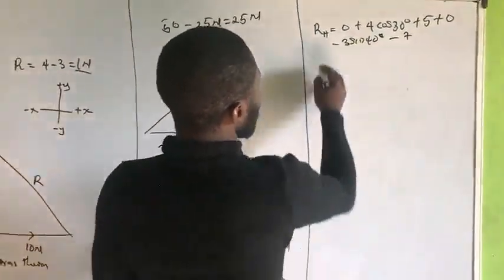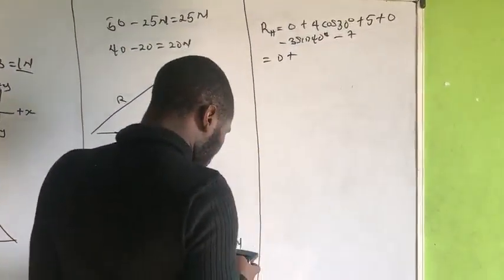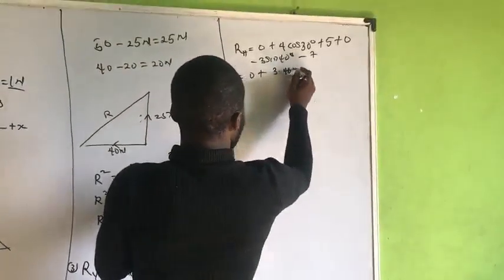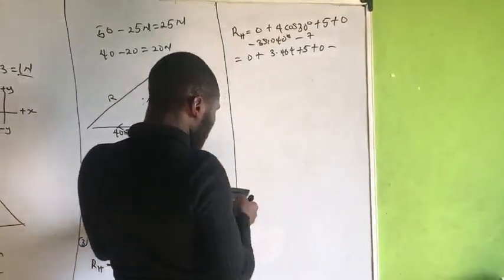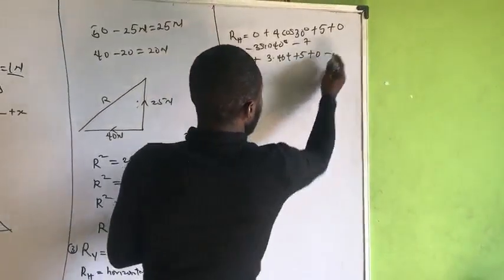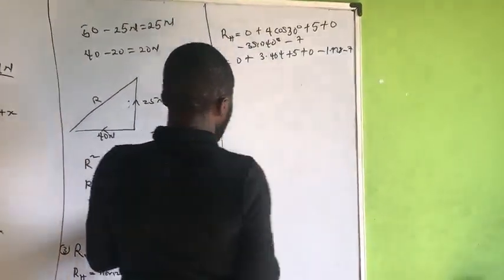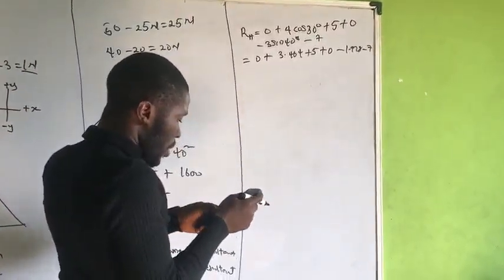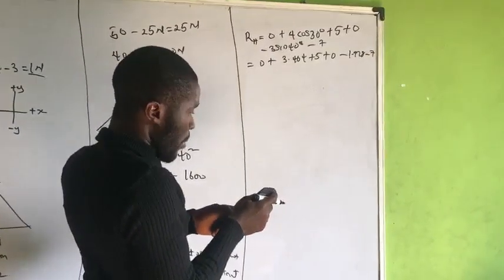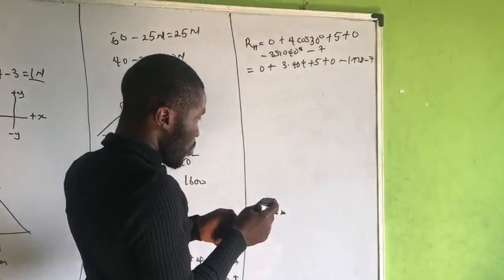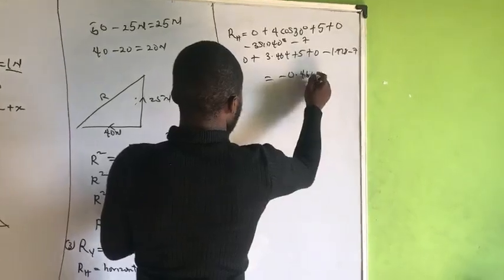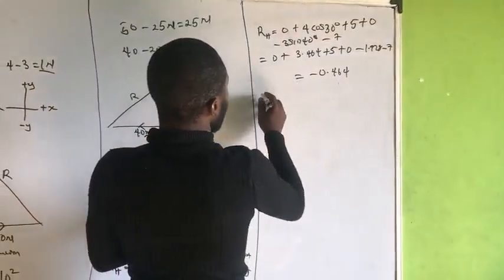So this will be 0 plus 4 cos 30, which is 3.464, plus 5 plus 0 minus 3 sine 40, which is 1.928, minus 7. So this will be 3.464 plus 5 minus 1.928 minus 7, which is minus 0.464.